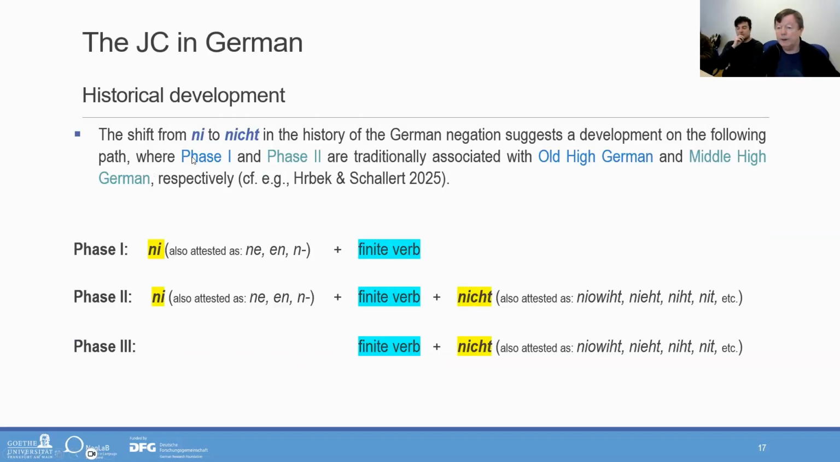The shift from nie to nicht in the history of German negation suggests a development on the following path, where we have these three phases of the Jespersen cycle. Phase one with the preverbal negative particle ni, phase two with the bipartite negation ni plus nicht, and in phase three only nicht survives, and the original negation has disappeared. Phase one is traditionally associated with Old High German, and phase two with Middle High German.